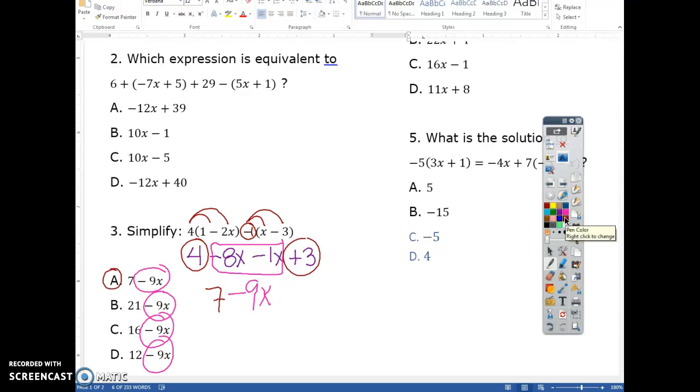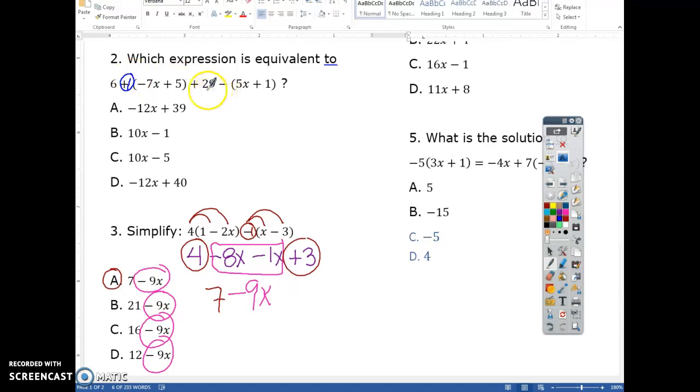What am I going to distribute in problem number 2? Am I going to distribute the 6? No, because the 6 is not like stuck to the parentheses. What's stuck to the parentheses? The plus 1, right? But a plus 1, when I multiply by 1, nothing changes. It stays the same. So you can just bring everything down, take off the parentheses.